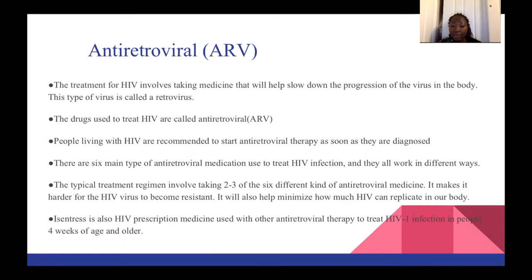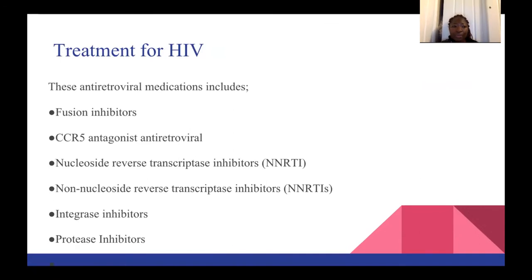Isentress is also an HIV prescription medicine used with other antiretroviral therapy to treat HIV-1 infection in people 4 weeks of age and older. These antiretroviral medicines include fusion inhibitors, CCR5 antagonist antiretrovirals, nucleoside reverse transcriptase inhibitors (NRTIs), non-nucleoside reverse transcriptase inhibitors (NNRTIs), integrase inhibitors, and protease inhibitors.